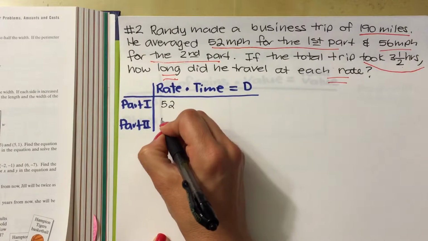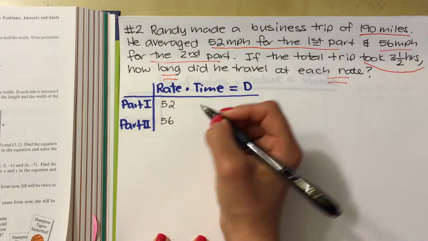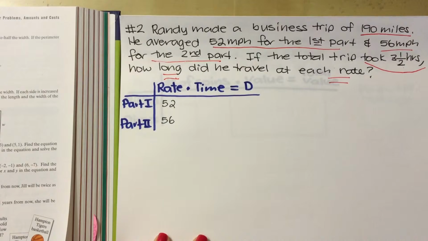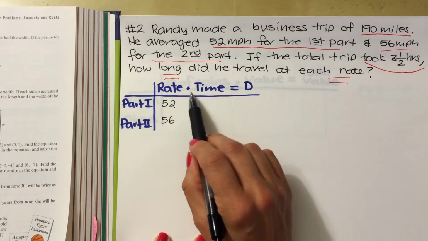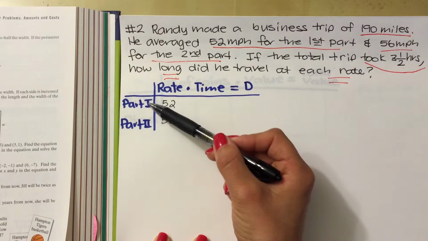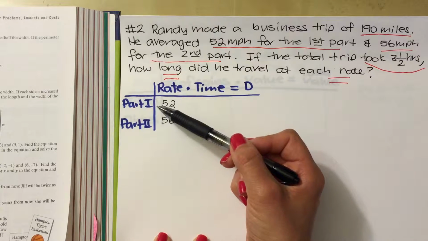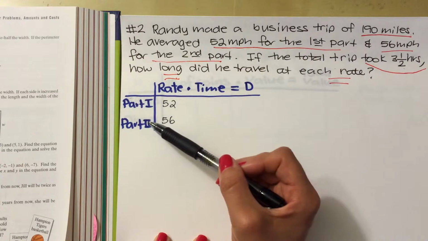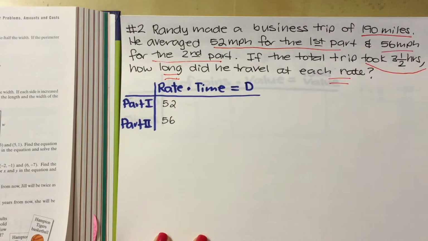Part 2 is 56. By the way, when you make your table, you have to make your table for the test. When you make your table, the equation goes at the top. You have to label the 2 sides. So you have to make sure you put part 1, part 2, because if you don't label this part, you won't know where to put the numbers. So this has to be labeled.